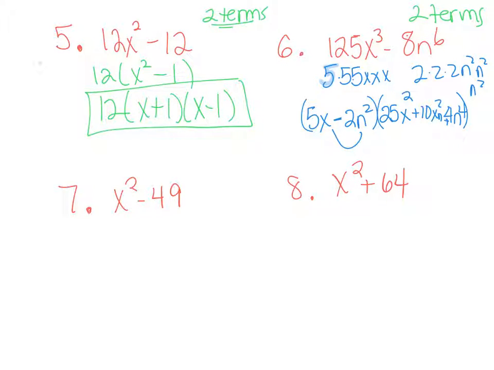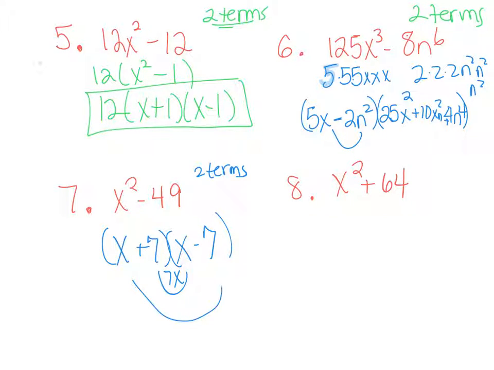All right, next, how many terms? 2 terms. So 2 terms, factored form, x in the front, square root of 49 is 7, 7 in the back, 1 plus, 1 minus. Let's see if that works. Loops, 7x minus 7x. Yes, check it out.